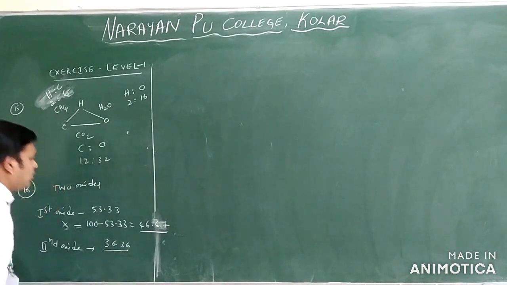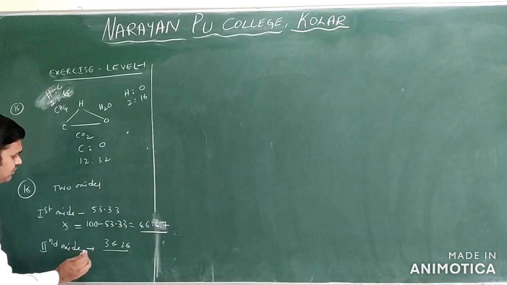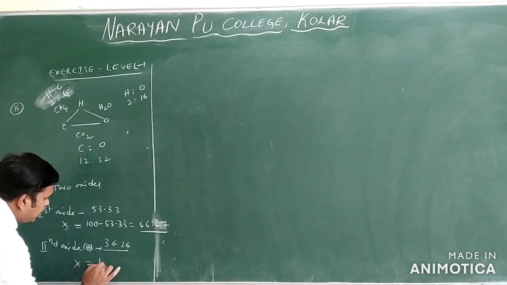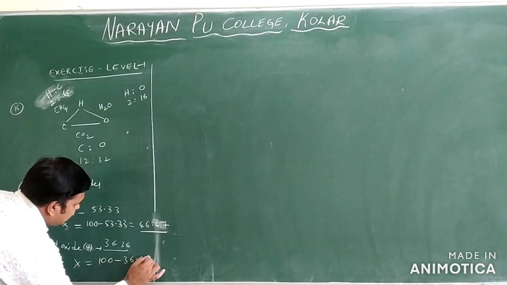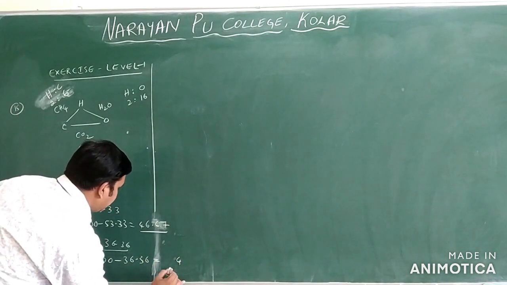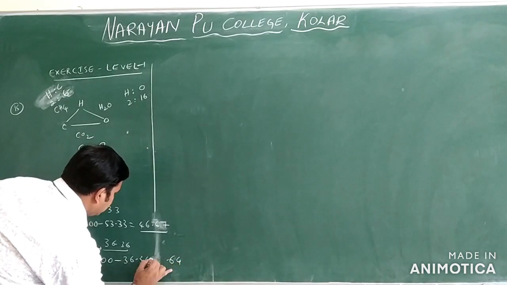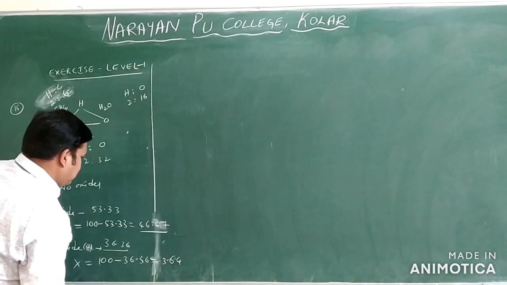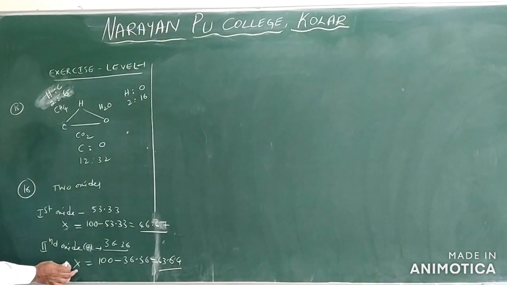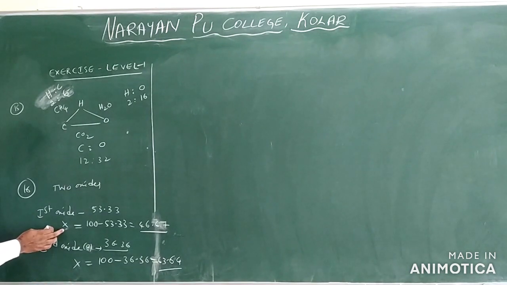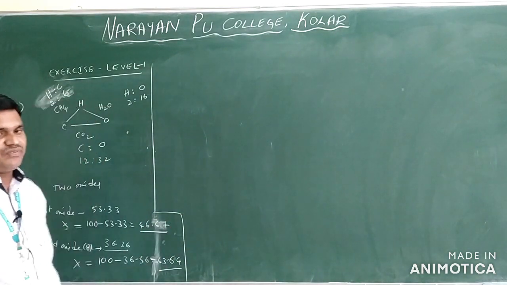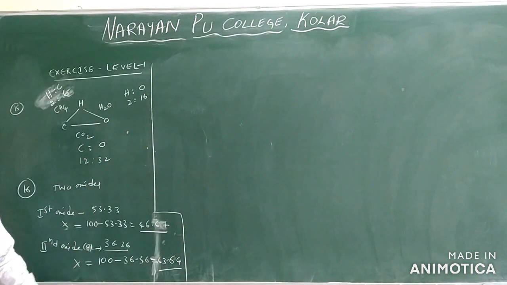If we take the second oxide, what is the percentage of oxygen we have? It is given as 36.36 only. So X equals 100 minus 36.36 only. Then you will get 63.64 only. This is the percentage of the element in the second oxide, and the earlier one is the percentage of the element in the first oxide only.